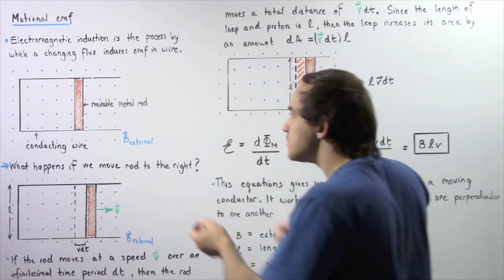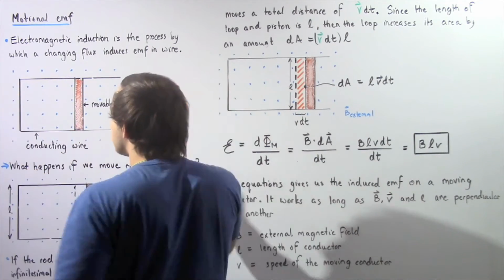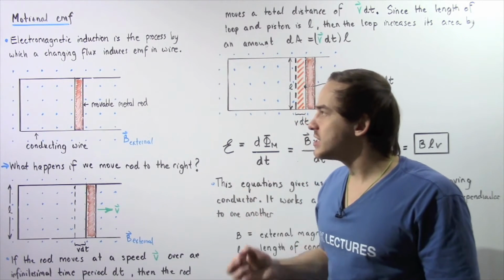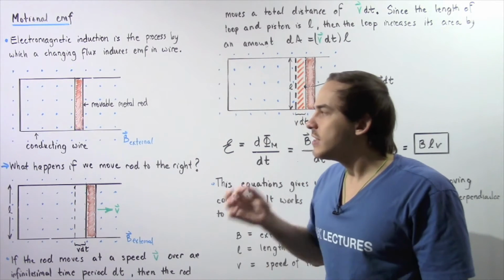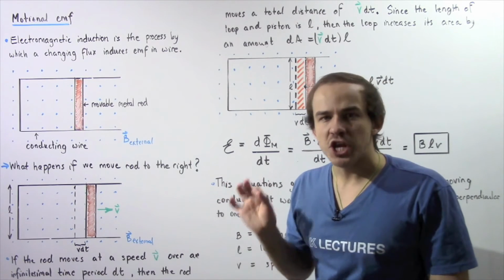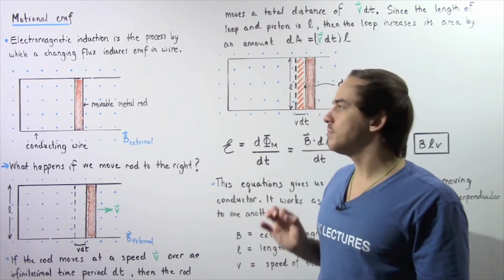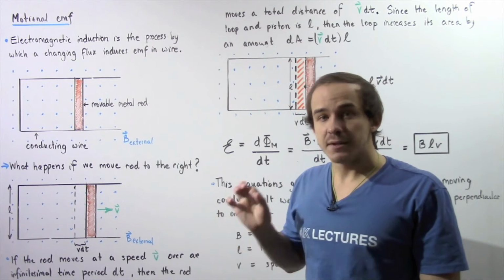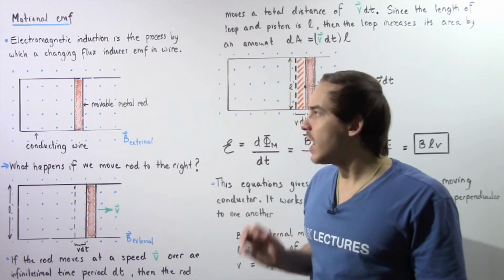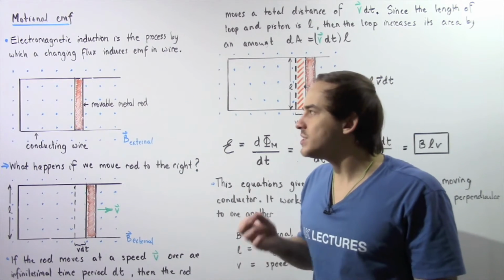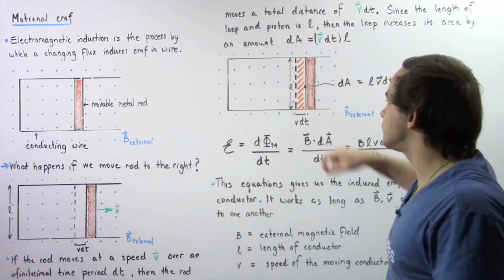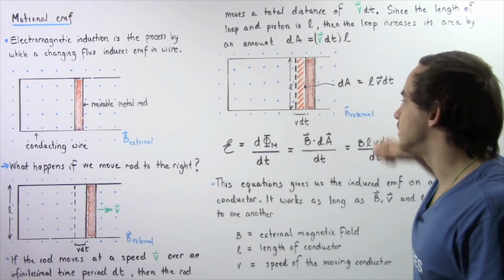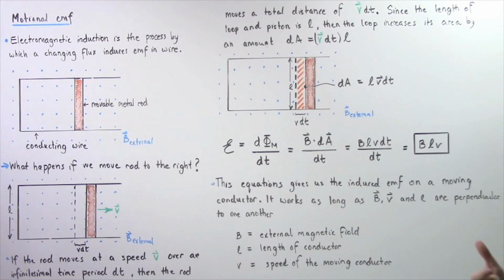So, because this initial loop of conducting wire experiences a change in area as a result of our moving metal rod, that means there is a changing magnetic flux that is taking place. And because we have a change in magnetic flux, that implies by Faraday's law of induction, there will be an induced EMF inside our conducting wire, and an induced electric current will flow through this conducting wire. Electrons will begin to move.